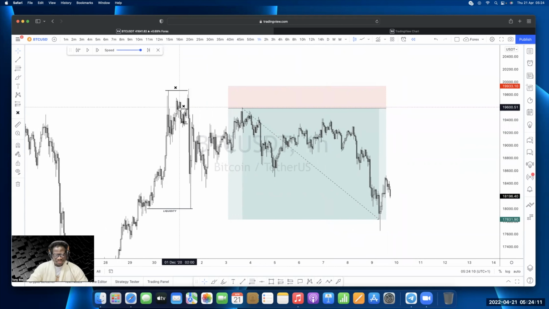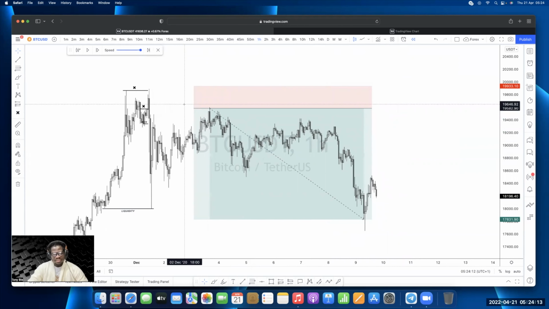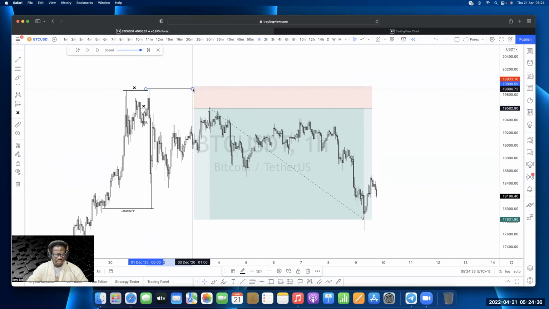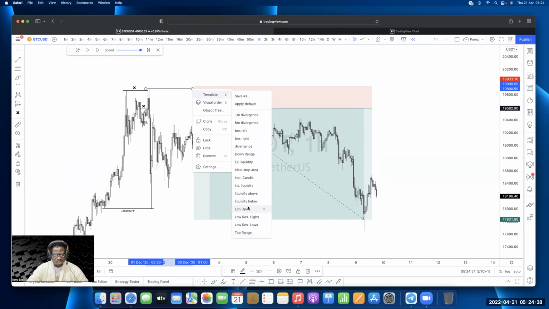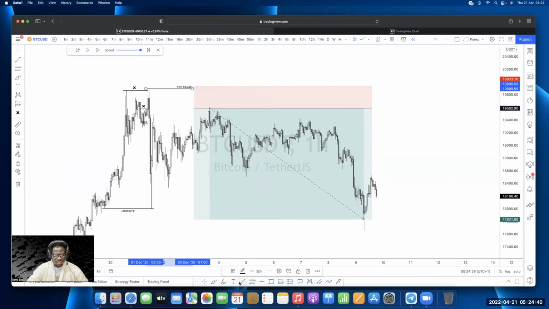What can we notice? First, I was able to identify structure shift, like the market broke structure to the downside. Okay, I think I should be looking for sell opportunities now. And then after the structure break to the downside, the next thing obviously should be my range, which is how I do it now. So I'm going to mark out the trading range, this as my top range, where the stop loss should be, and then this is going to be my down range. That's how I do it now.